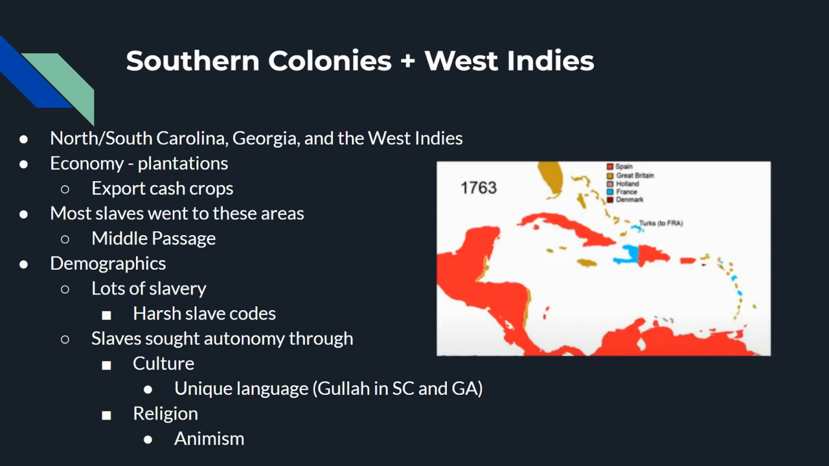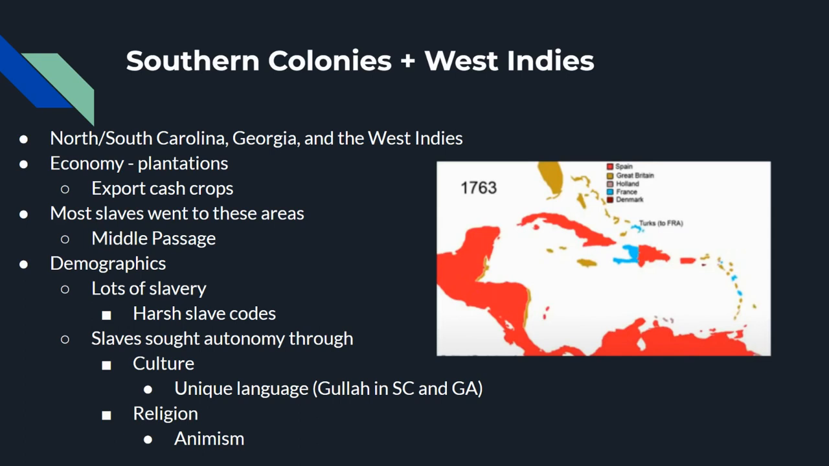So in terms of the economy of these areas, they are really focused on plantation economy and cash crops. Now, a plantation is a large farm that is really focused on making money. So they're going to grow one lucrative crop like tobacco or sugar or rice, and later it's going to be cotton, and they're going to export these crops to try to make money off of them. Now, how are they going to grow all these crops? How are they going to make so much money? A lot of it has to do with the fact that most of the slaves in the colonies are going to go to these areas, the Southern colonies and the West Indies.